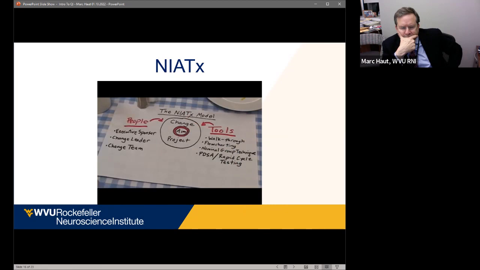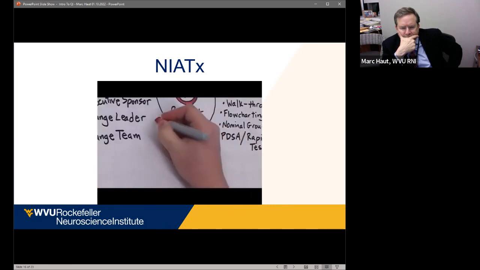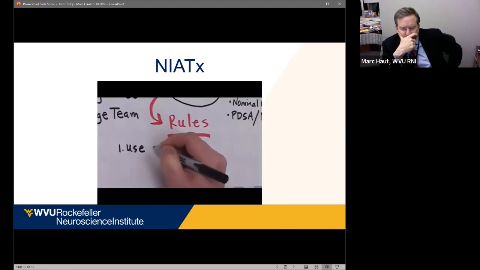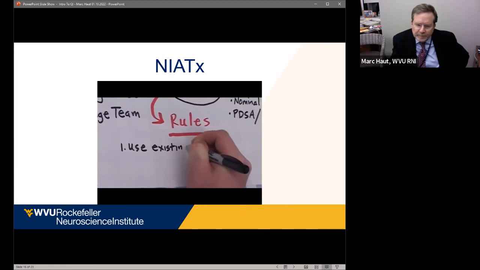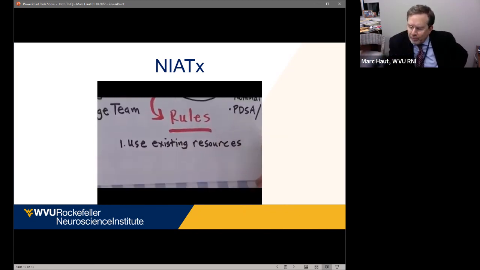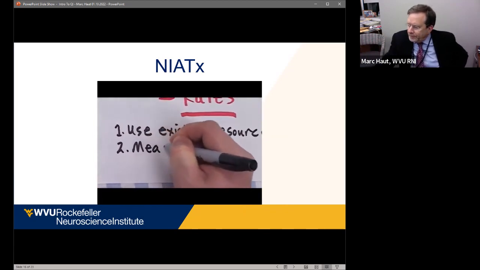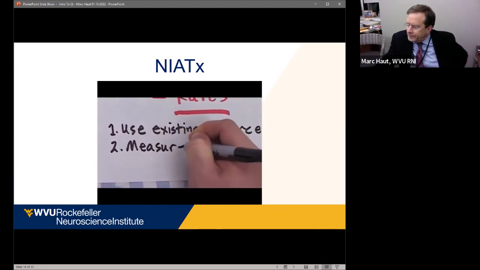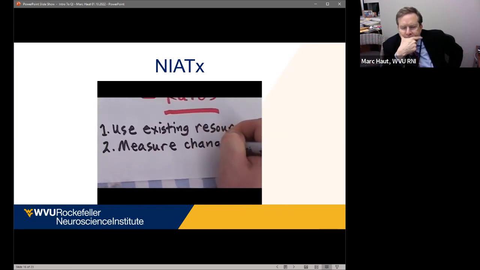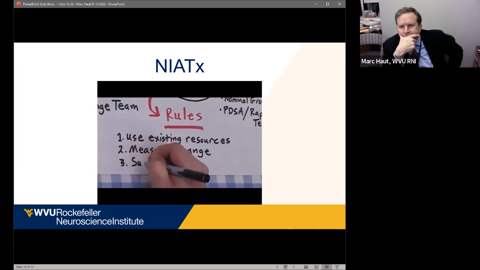Finally, the NYTEX model has 3 rules for change leaders and their teams to follow when conducting a change project. One is to use existing resources. The goal is to achieve your change project aim using currently available staff and materials. 2 is to measure change. Simple measures are the lifeblood of successful change projects. So collect only the information you need to achieve your project aim. And 3 is to sustain the gains.